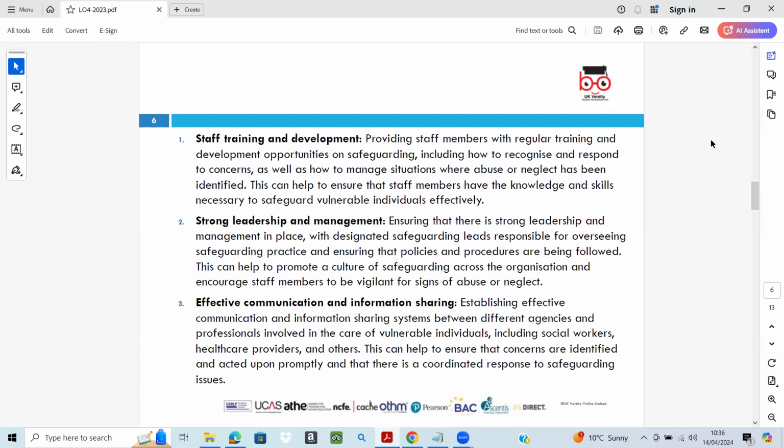So each of these components, from staff training and leadership to communication, plays a vital role in creating an environment where safeguarding is taken seriously and implemented effectively. By integrating these elements, organizations can ensure a proactive approach to safeguarding, significantly reducing the risk of abuse or neglect. So these are the important bits.